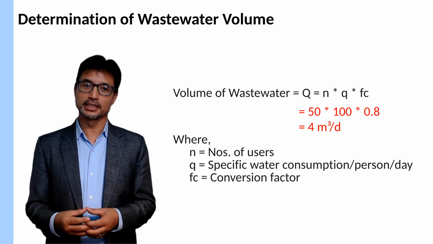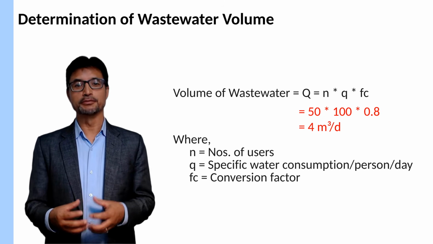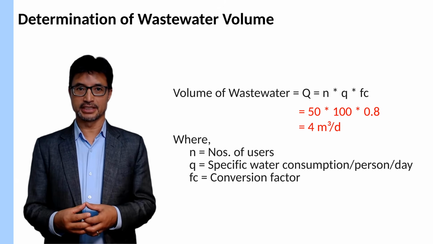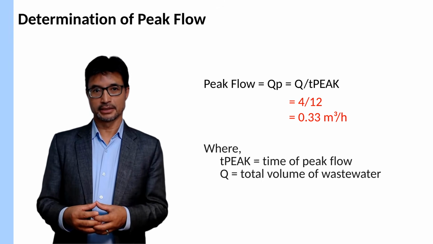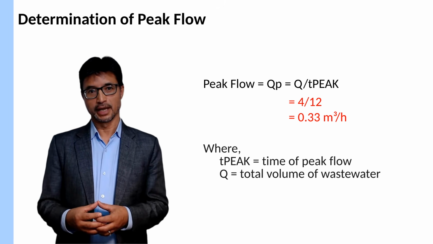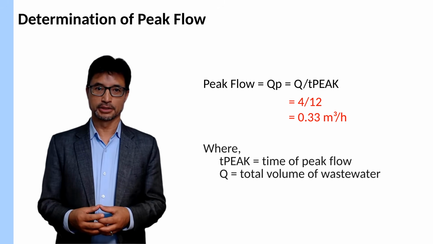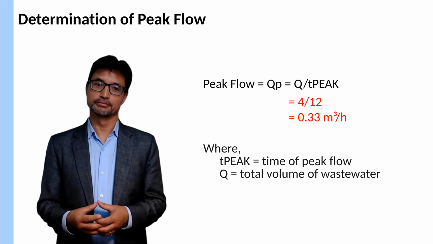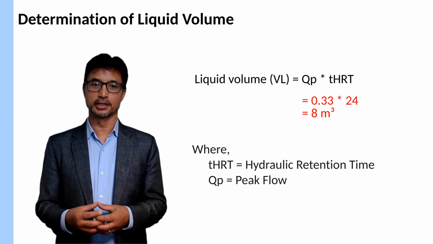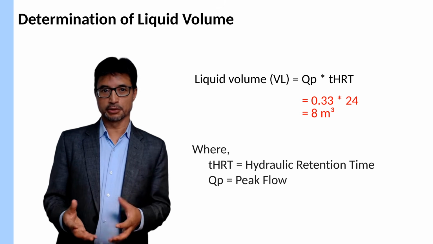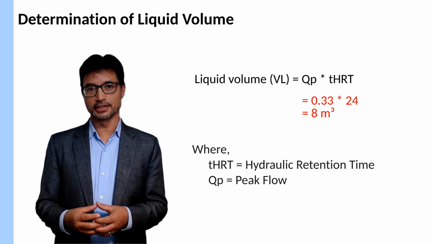Let's calculate the daily wastewater volume, multiplying the number of users by the specific water consumption and the conversion factor. For 50 people, this gives a wastewater flow of 4 cubic meters per day. Next, we determine the peak flow by dividing the daily wastewater volume by the peak hours, which gives approximately 0.33 cubic meters per hour. We will use this flow to determine the required liquid volume. The liquid volume is calculated by multiplying peak flow and the hydraulic retention time. That is 0.33 cubic meters per hour, and 24 hours of retention gives a liquid volume of 8 cubic meters.